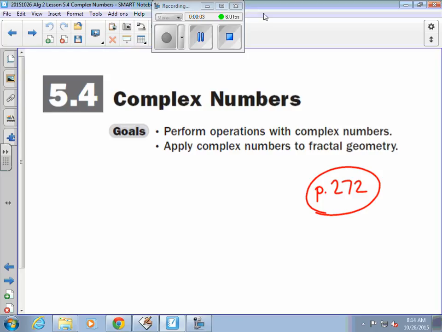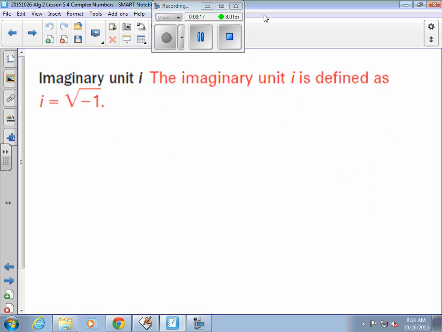This is Algebra 2, lesson 5.4, complex numbers. We're performing operations with complex numbers, and then we're applying it to fractal geometry, beginning on page 272. Starting off with a handful of definitions.